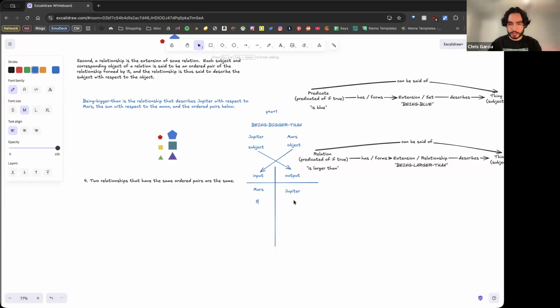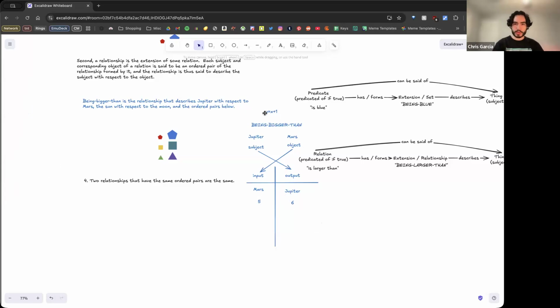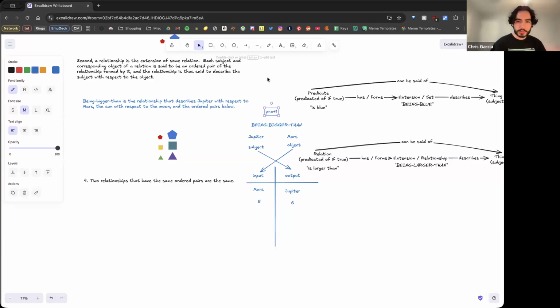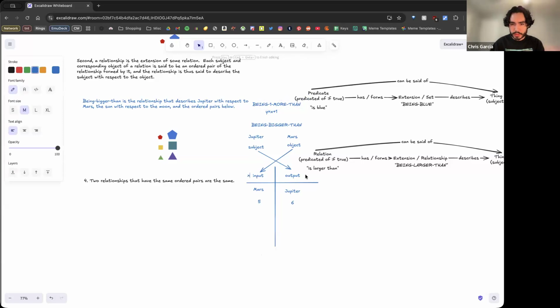And this was the example we were using before. Oh yeah, good example. The 5 and the 6. So y equals x plus 1, we can think of that as being one more than. And so I have the 5 and the 6 here. So this becomes x and this becomes y. Input, output. And so 6 is one more than 5.